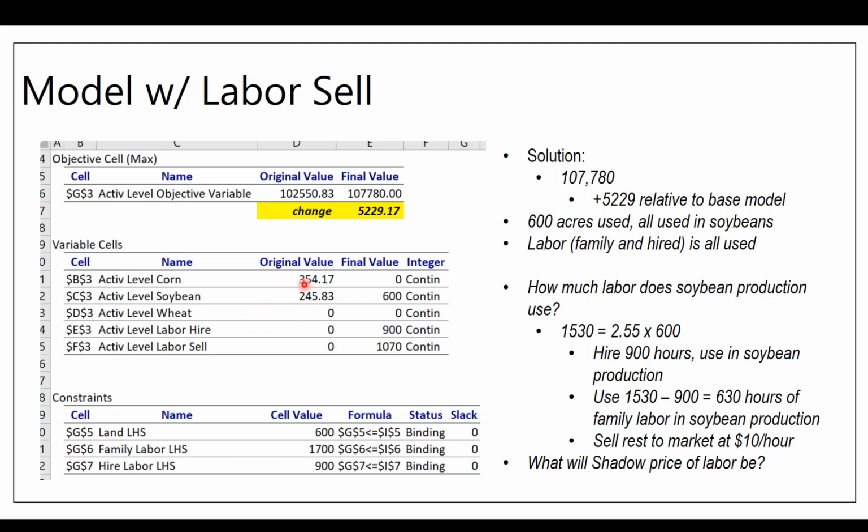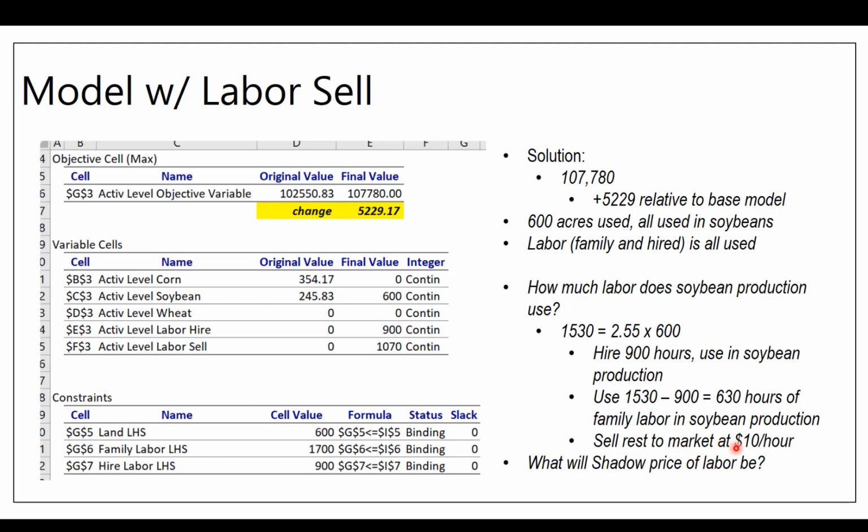And then the other change here is we go from this split of corn and soybean production to only producing soybeans. So we went from being a mixed production farm to producing just soybeans. And we can say how much labor does soybean production use, since it's only this one. 2.55 times 600 acres is how much production we have. That's 1,530. So we're going to hire 900 hours to use in soybean production. That leaves us 630 hours of family labor that we, if we're going to use all of our land, we need to draw 630 hours from the family labor pool, and then the rest of the family labor we're going to sell to the market, and that's where you get these numbers from. So 1,700 total. We're going to sell 1,070, and 630 are going to be drawn into soybean production.